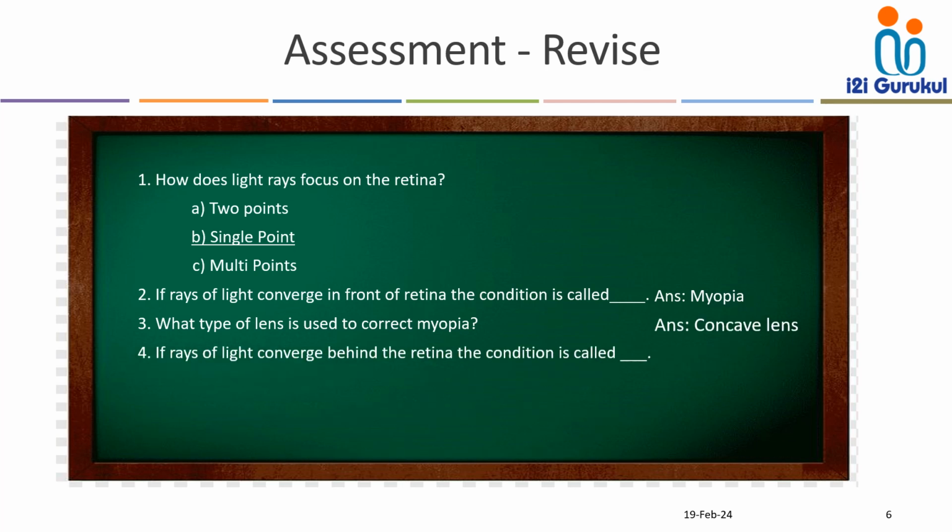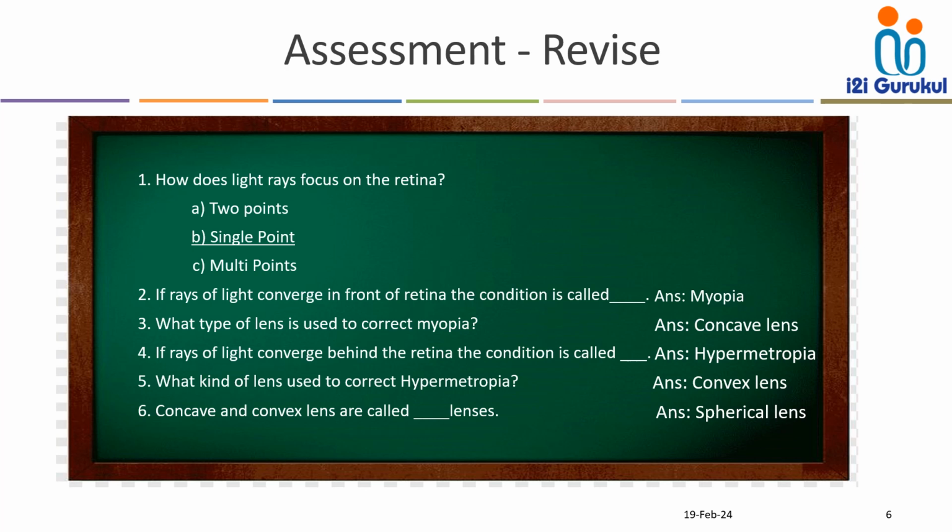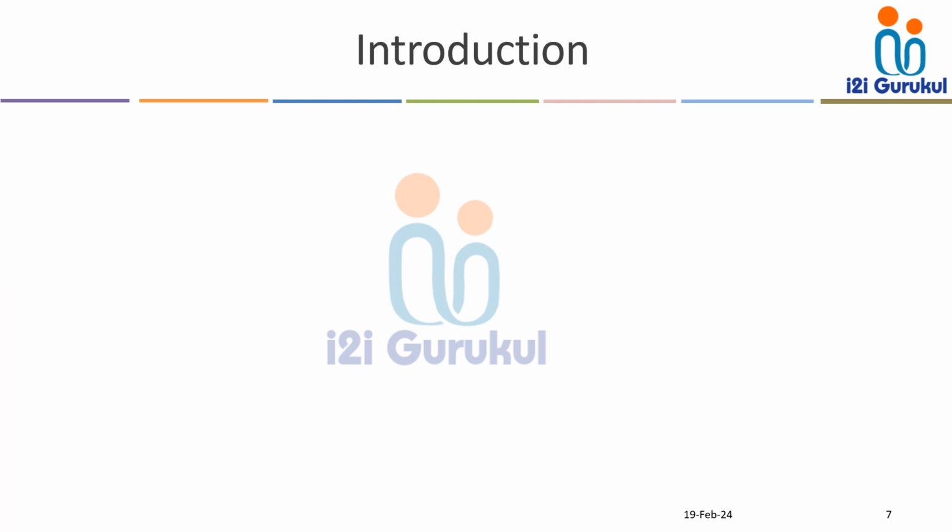Now moving towards the next question: if the rays of light converge behind the retina, the condition is called, the focal point is created behind the retina, that is the hypermetropic condition. And what kind of lenses do we use to correct hypermetropia? The answer is convex lenses. The last question is, concave and convex lenses are called as dash dash lenses. Those are spherical lenses. We'll move towards today's session, the introduction to astigmatism.